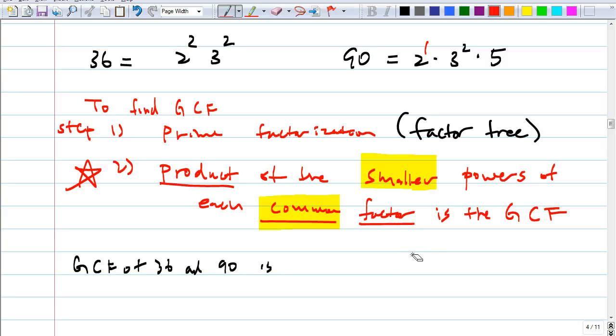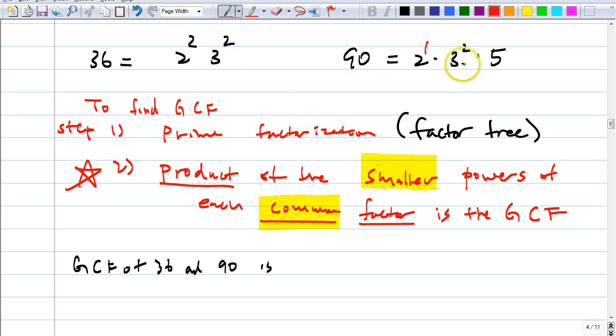What I mean by product of: first of all, what does product mean? You multiply. So the GCF of 36 and 90 is, let's multiply. What are we multiplying? Smallest powers of what? Common factors, right? Now, do you think it's easy to see the common factors now that we did prime factorization for each of these numbers?